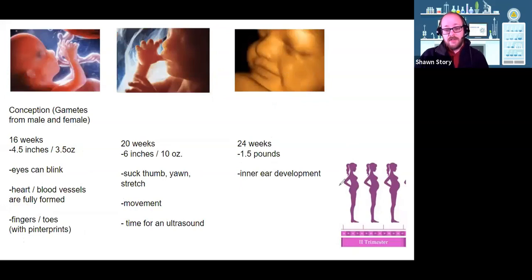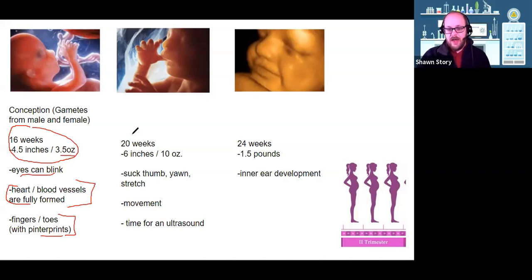Moving on to the next trimester. So the next 3 months, what we see. At 16 weeks, we're at 4.5 inches, 3.5 ounces. The eyes can start to blink. We have a very developed circulatory system. The heart is working, blood vessels are going, and blood is pumping through that body. Fingers and toes, even fingerprints are developed at this stage too. So we have a pretty fully developed little body there growing, and it starts to grow.